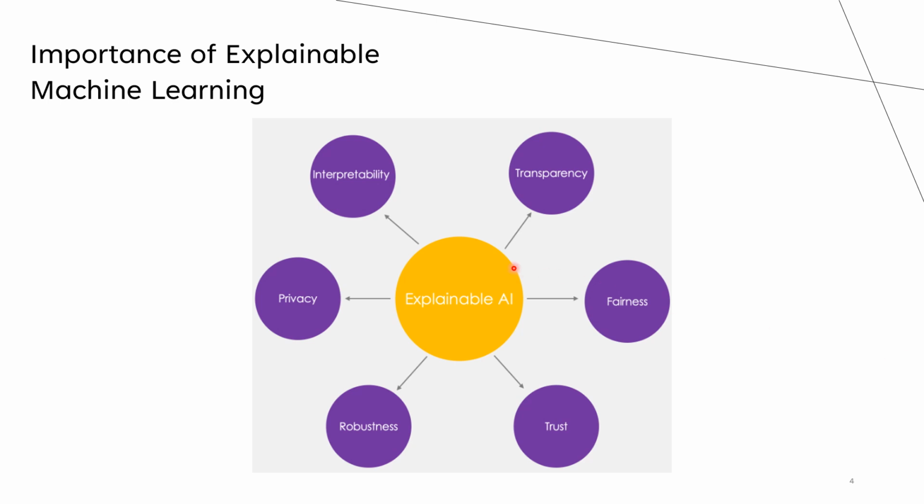So here we have some tenets of explainable AI. We have transparency, fairness, trust, robustness, privacy, and interpretability. Representation theory can help with this.